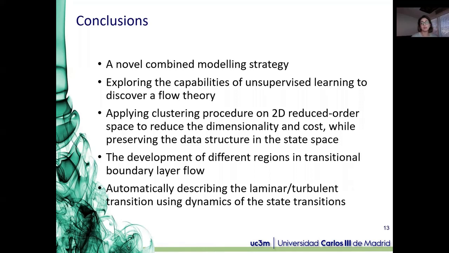Applying the clustering procedure on a 2D reduced order space significantly reduces the dimensionality of the problem and therefore the computational costs, while preserving the data structure in the state space. And the development of regions in transitional boundary layer flow presents intermediate stages. The dynamics of the state transitions, which are the laminar to turbulent transition, is described automatically in the form of a Markov process.